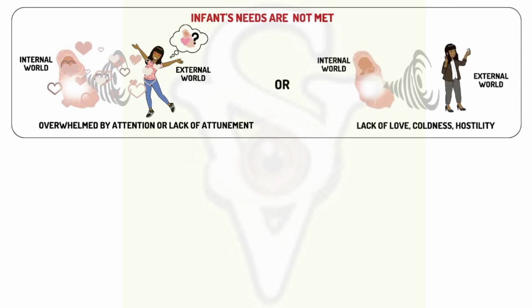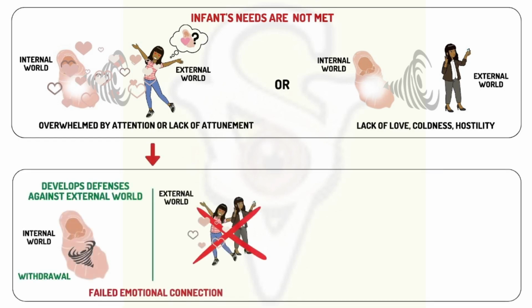Another way in which the primary caregiver may fail to meet the infant's needs is if the primary caregiver is cold, negative towards the baby, uncaring or neglectful, or non-interactive with the infant. Either of these scenarios will lead to a failed emotional connection between the infant and the primary caregiver, and as a result, when the infant's needs are not met, the infant emotionally withdraws into themselves and puts up defenses towards the outside world. And this can also result in the infant developing a negative association with loving and being loved.